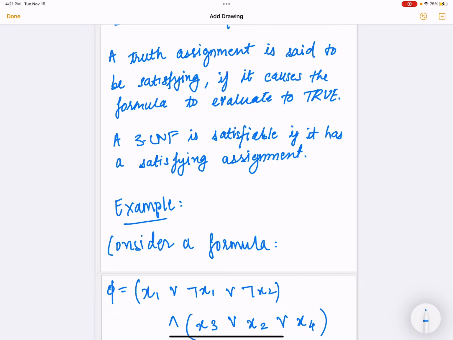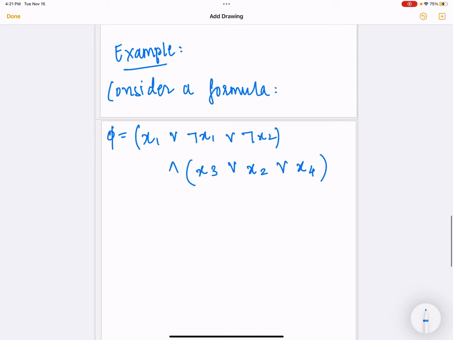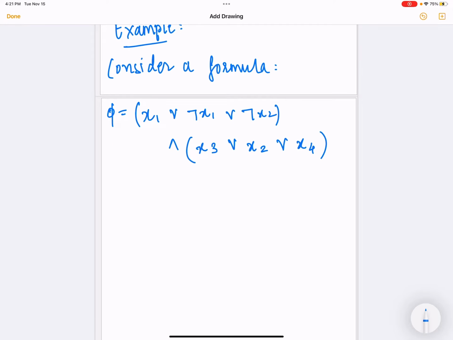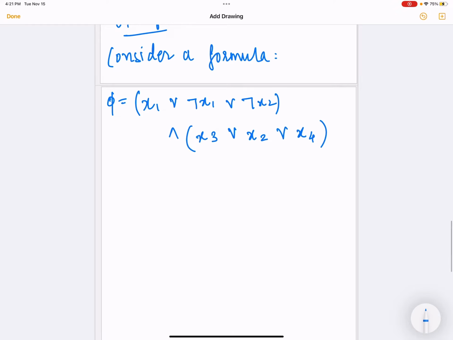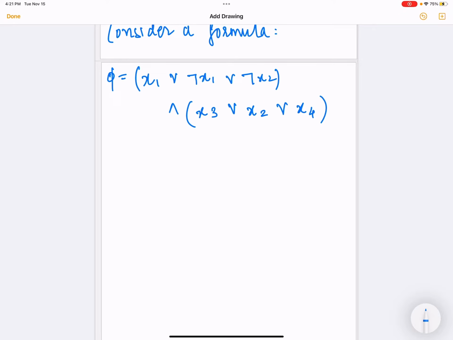So a 3CNF is satisfiable if it has a satisfying assignment. Now let's take an example for this problem. So if we have a CNF formula like this, x1, negation of x1, negation of x2, then one clause is x3, x2 and x4. Now this is a 3 CNF formula because we have three literals over here, x1, x2 and negation of x1 in one clause, and another clause is x3, x2 and x4. Now let's see if this is satisfiable or not.